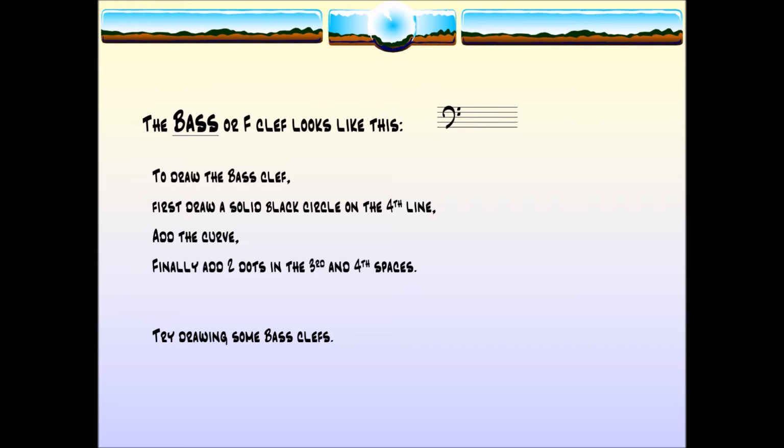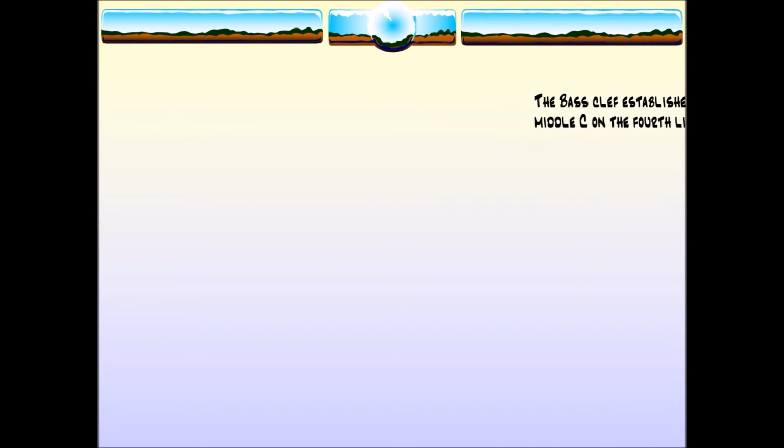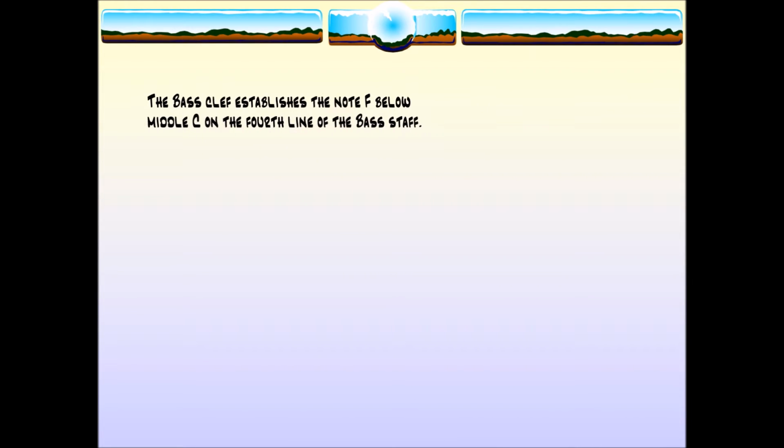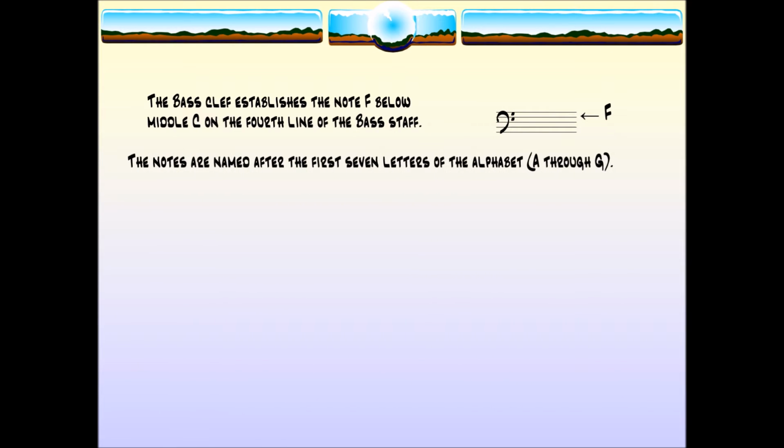On some staffs, try drawing some bass clefs. The bass clef establishes the note F below middle C on the fourth line of the bass staff. Again, the notes are named after the first seven letters of the alphabet.